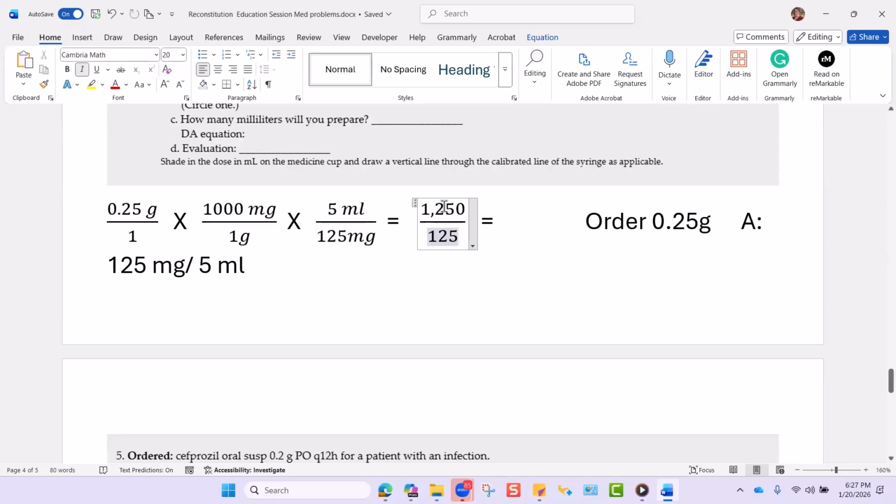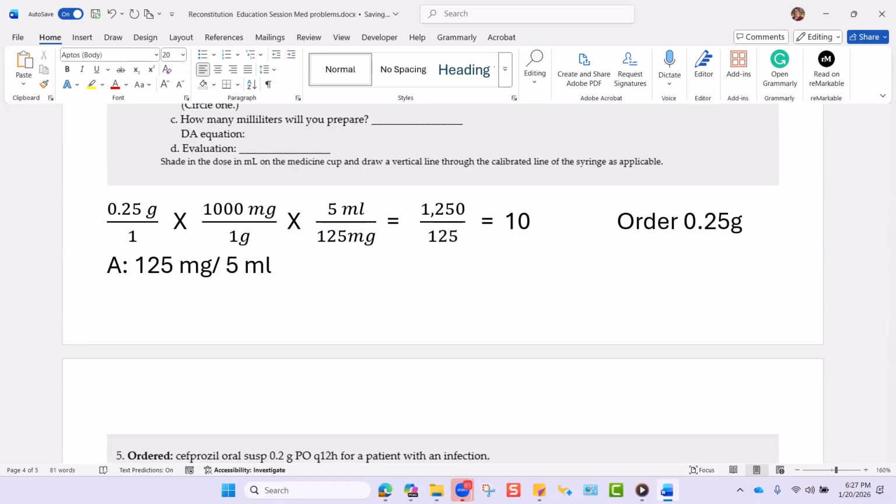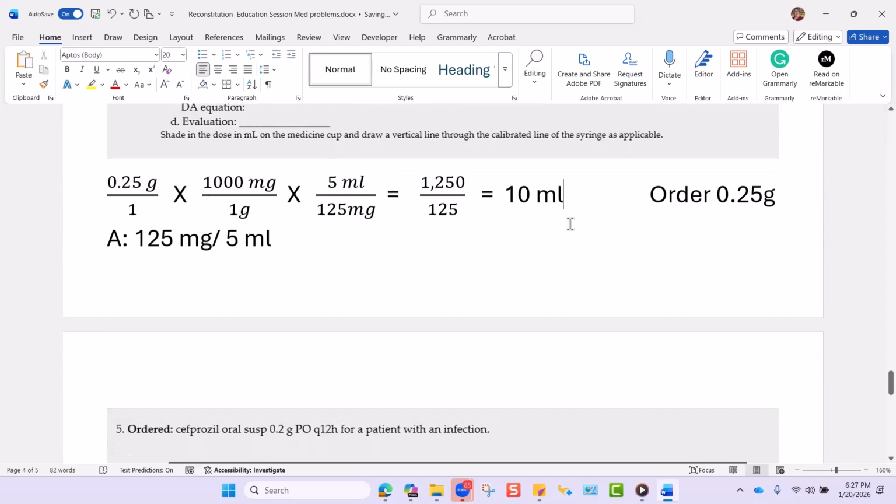Divide the 125 into the 1250, and you should get 10. 10 what? 10 mLs. Okay, so then you're going to draw up 10 mLs of that suspension to give to your patient.